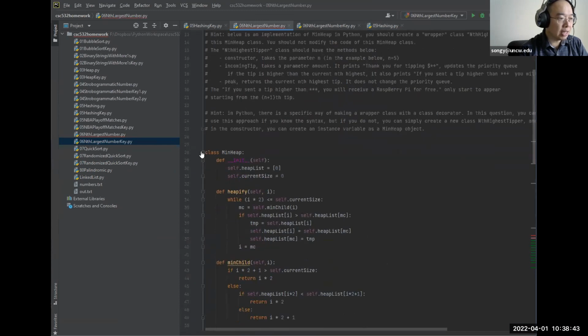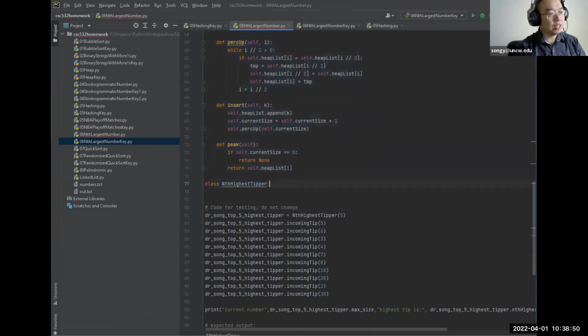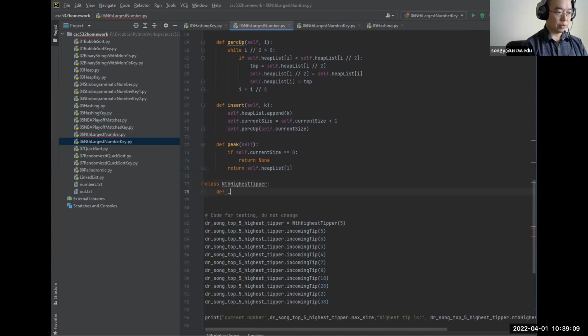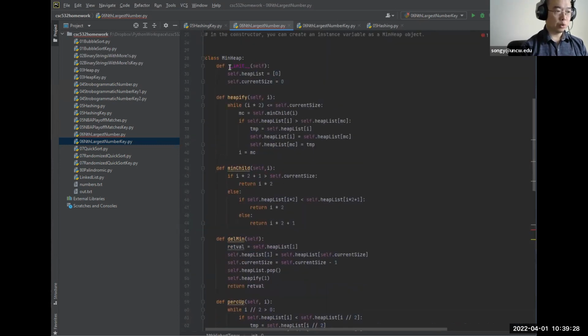So here we have a min heap implementation, right? For this min heap, you don't have to change anything. And then in your class of the nth highest type, what you want to do is create, well, I think I created 3 methods here. In the constructor, that will be the def __init__, you want to set the size. And then in the constructor, you want to do a self.heap equals, and then construct a min heap here.